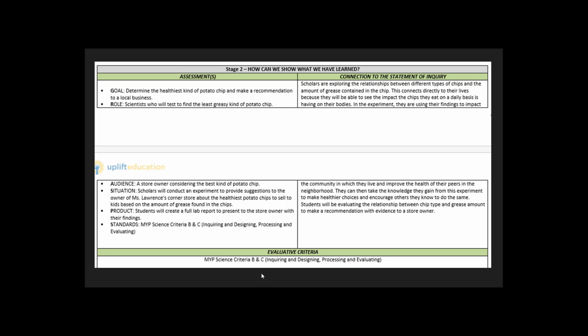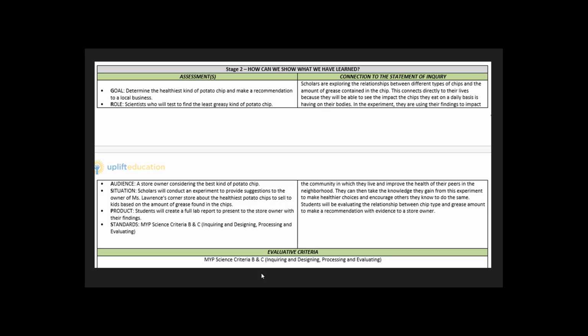Stage 2 of our unit plan has some information about how the students will be assessed on what they learn. For all of the units throughout the 7th grade year, I have written a MYP assessment, like a regular test. However, I also have included projects that students can use to also show what they've learned.